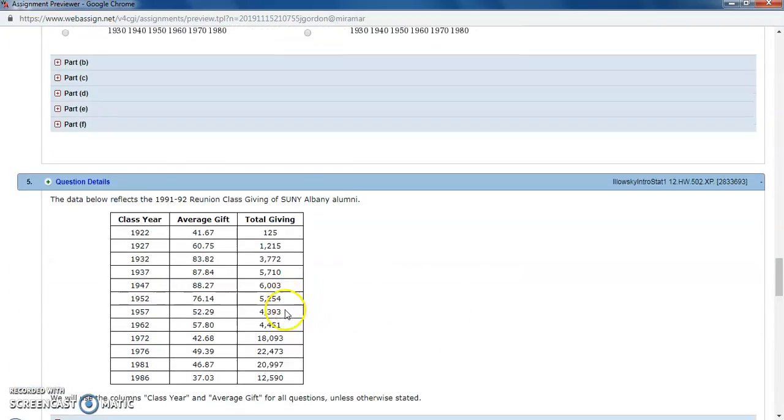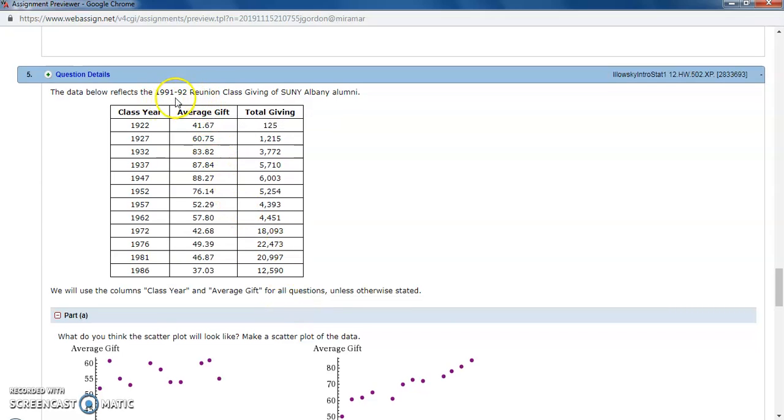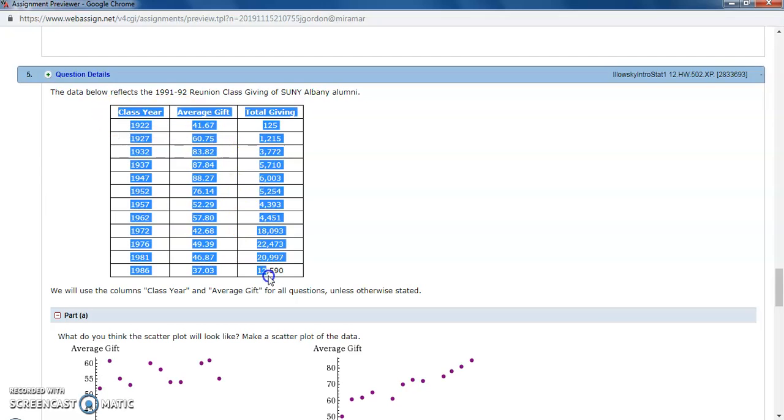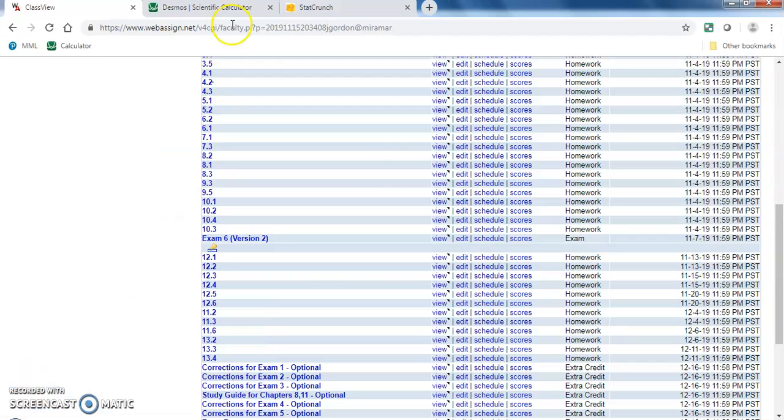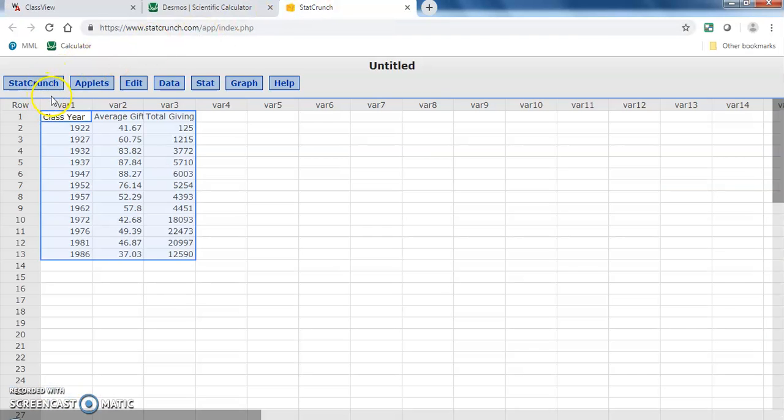Okay, for this problem, the data reflects the 1991 to 92 reunion class giving. So we're going to copy and paste the data. It's class year, average gift, total gift. We're going to go to StatCrunch. So class year, average gift, and then total. And I'm going to delete this column.